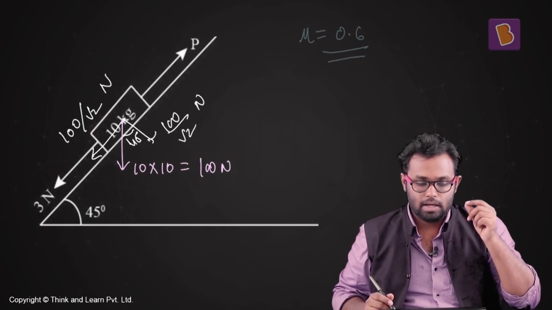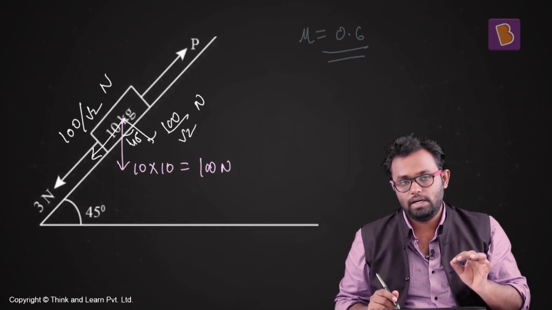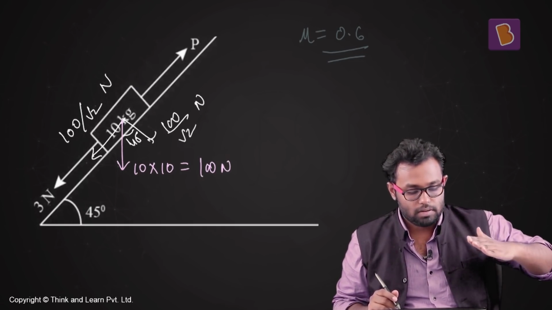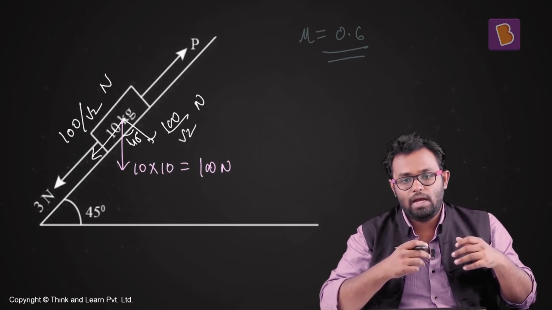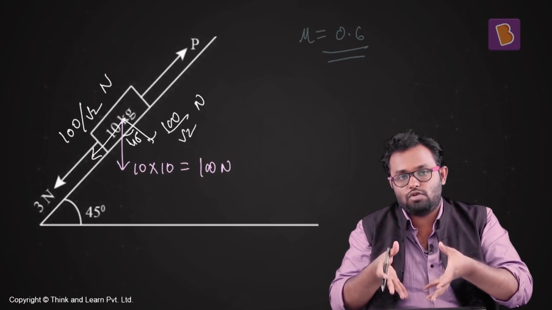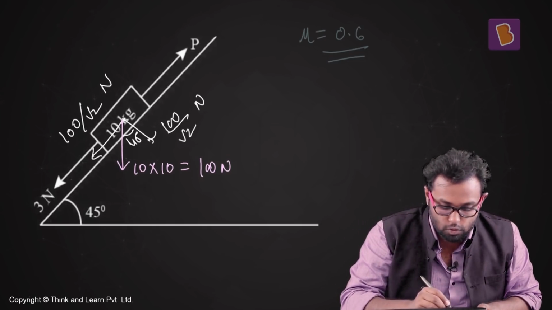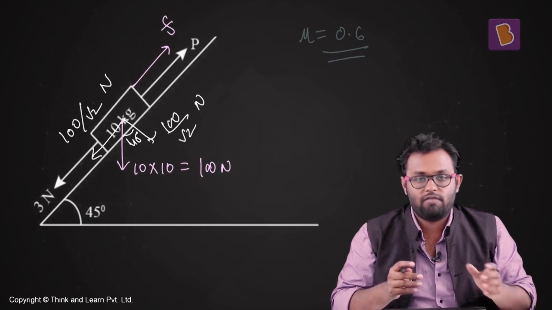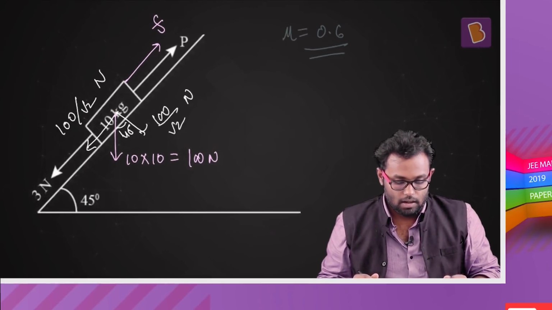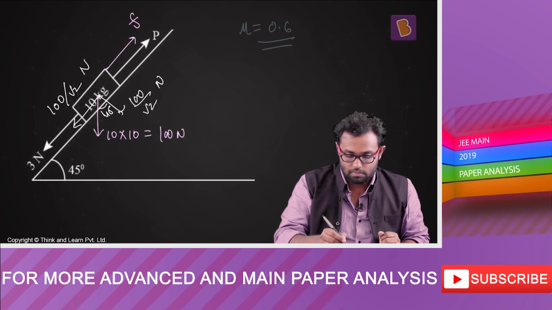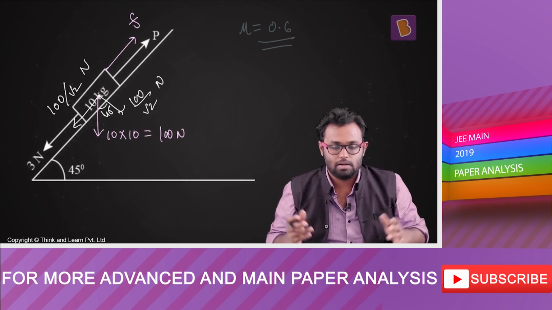So when I get this problem, I apply a little logic. I have to find the minimum value of P, right? And P is trying to support this 100 by root 2 Newton and 3 Newton. P is trying to balance that, and I want to keep P as low as possible. So I want friction to be in favor of P, like a bro to P, and F plus P will take care of these things, and P will be as small as we would want it to. So I'm going to take F to be acting upwards, and if that comes out to be wrong, then we'll see. But that's the first.